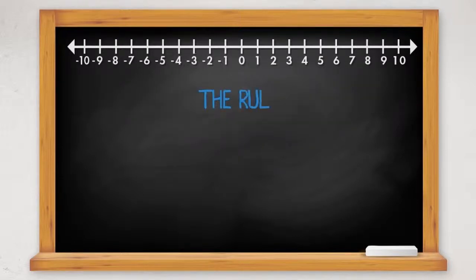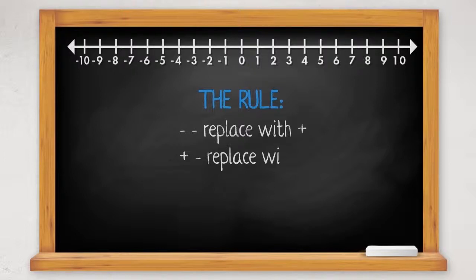So the rule we use, if we have two minuses next to each other, we replace them with a plus and do the calculation. If we have a plus and a minus next to each other, we replace with a minus and then do the calculation.